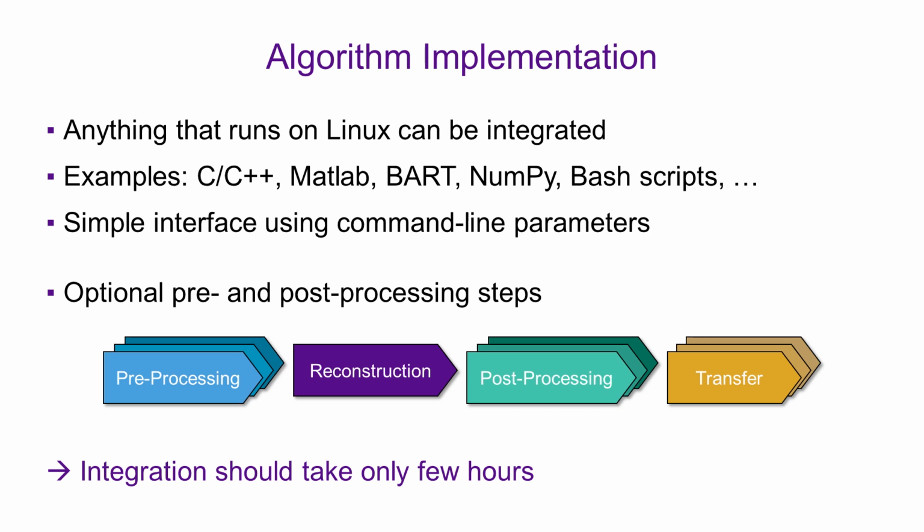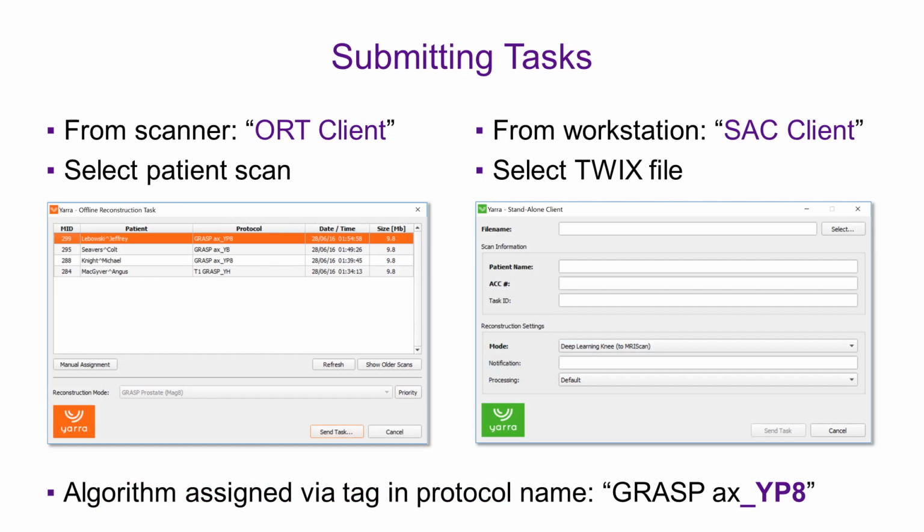If you submit a reconstruction task from the MRI scanners, this is done using the so-called ORT client with this orange color here. So here you select a patient scan that has been done on the scanner. If you want to submit reconstruction tasks from a workstation, this can be done using the SAC client or standalone client with this green color. And here you have to select a Twix file that you have previously collected.